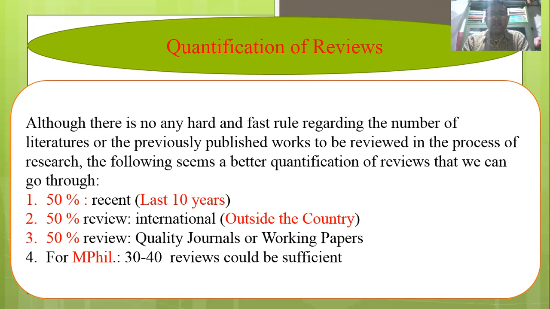We cannot say that the number of reviews should be limited to this or that, like 30 or 40, 50 or 60, 70 or 80 or something like that. However, it seems appropriate that a scholar of MPhil can review very systematically from 30 to 40 scholarly works, with 50% recent, that means published within the last 10 years. Then 50% of the reviews should be international, that is outside the country. And 50% should be taken from quality journals or working papers.